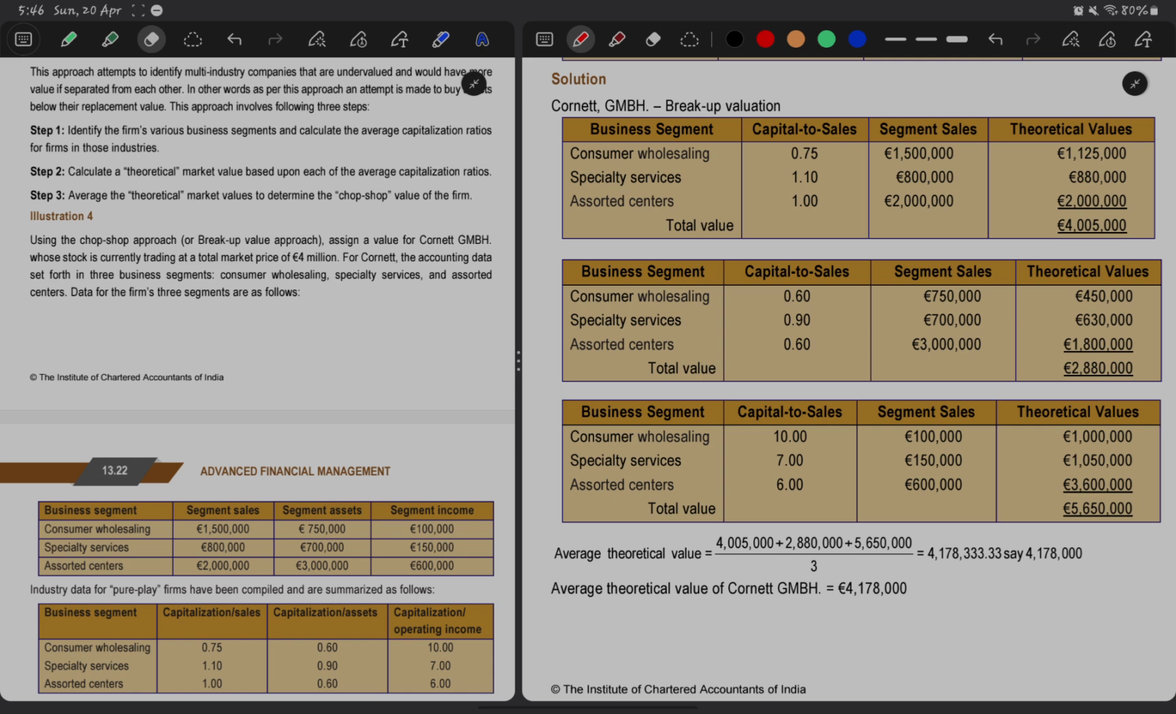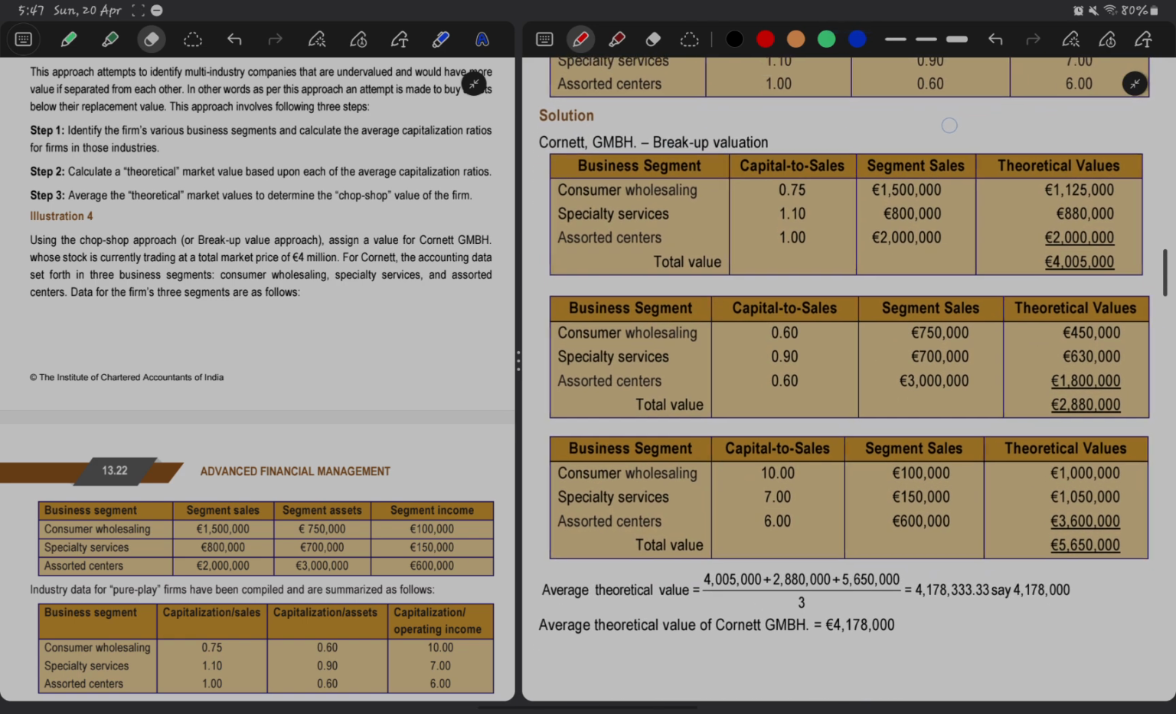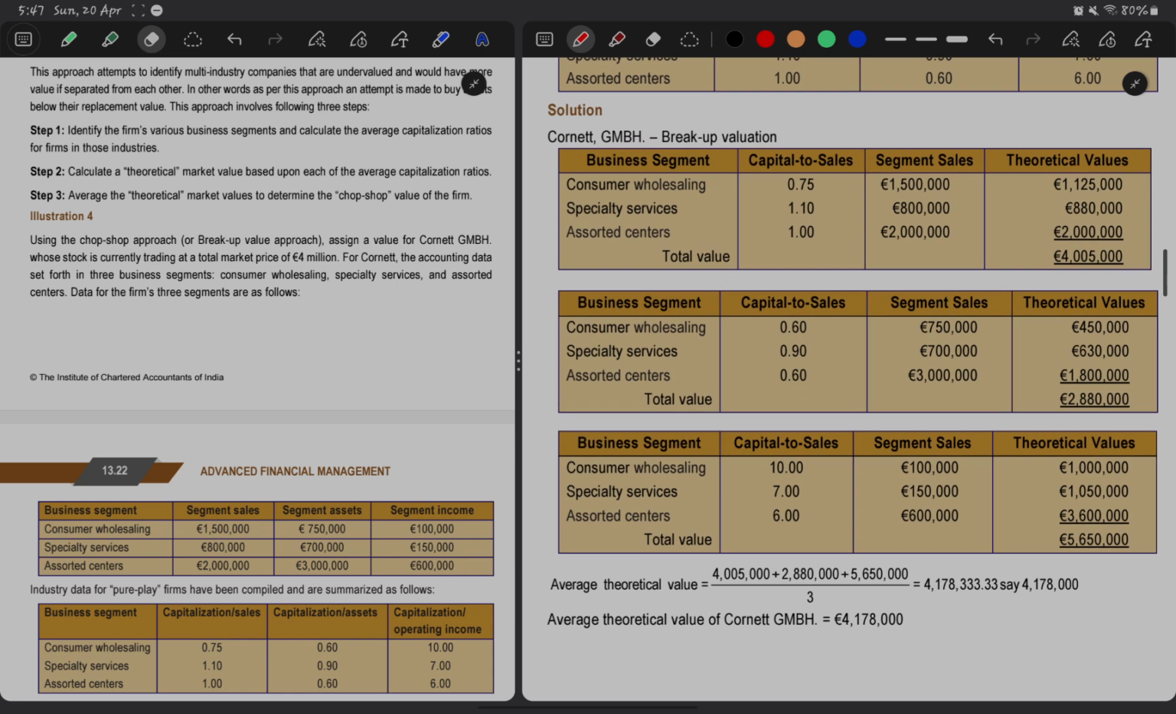So what does this conglomerate noise mean? A conglomerate, as we know, operates in multiple unrelated businesses. So their financial ratios are an average across all segments, which will not give the real picture of one line of segment. That's why we need to use this chop shop method to arrive at the correct valuation of the company or the firm.